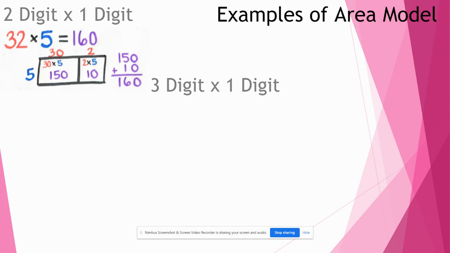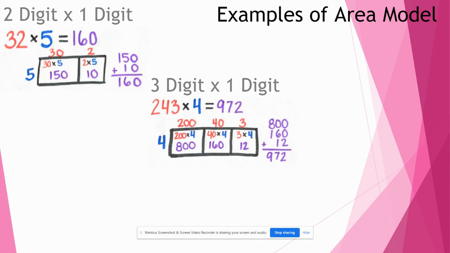3 digits by 1 digit. For example, 243 times 4. I'm going to break apart 243 this time into hundreds, tens, and ones. You get 200, 40, and 3, and multiply those all separately by 4 to get the partial products. 4 times 200, I know that 4 times 2 is 8, and I just need to add the 2 zeros to make it 800. 4 times 40 is 160. 4 times 3 is 12. I need to add those partial products together, and then I will get a final product of 972.